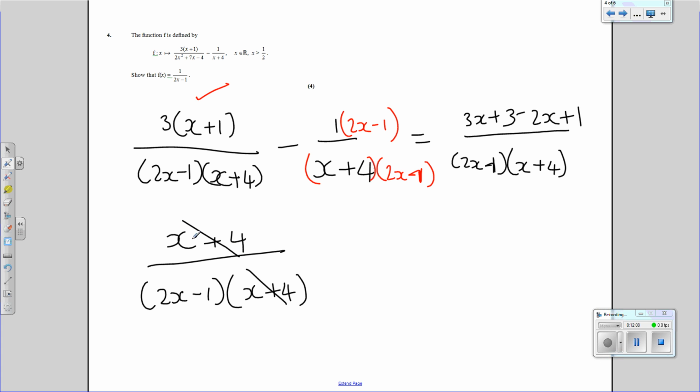Don't leave your answer like that. Okay? There has to be a 1 on the top. So that's 2x minus 1. So it's 1 over 2x minus 1, which is what we've got written there.